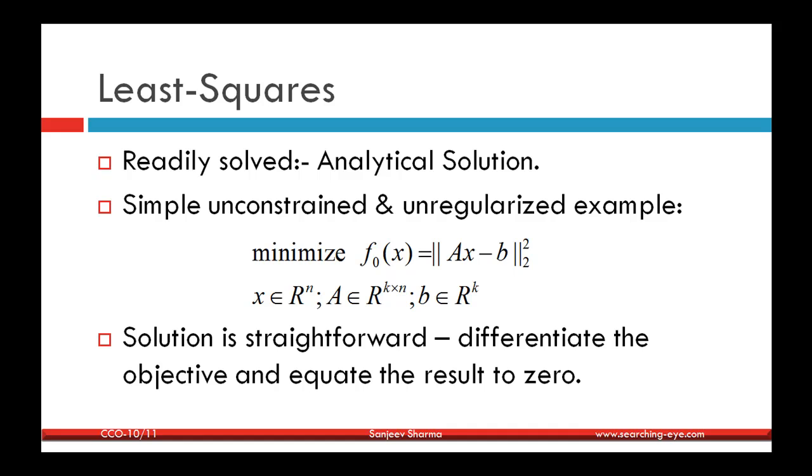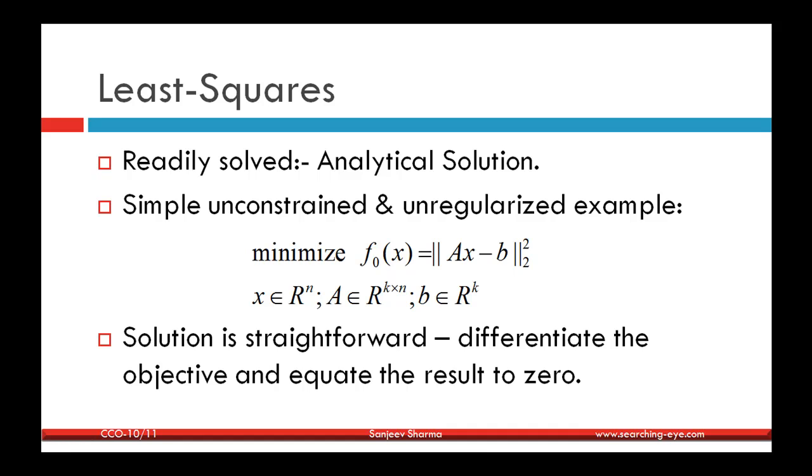So here comes the least squares problem. These are readily solved and have an analytical solution. A simple unconstrained and unregularized version of the least squares is to minimize the objective function f0 of x, where f0 of x is the square of the L2 norm of Ax minus b. Here x is the optimization variable and is a vector in Rn. A is a data matrix and A belongs to R k cross n, and b is a vector in Rk. So the problem is to minimize the square of the L2 norm of Ax minus b.